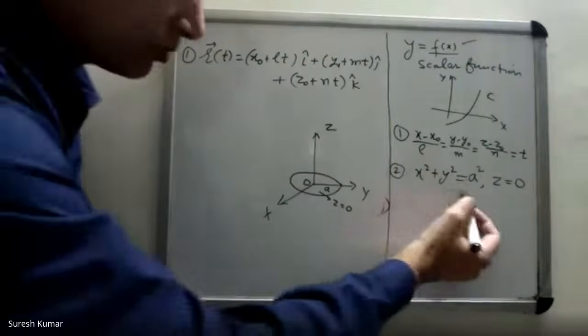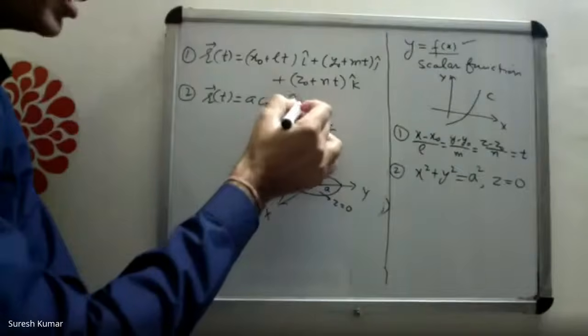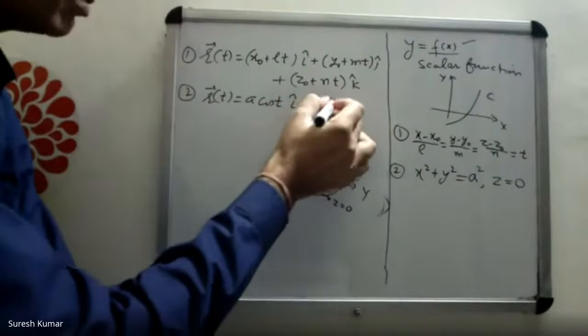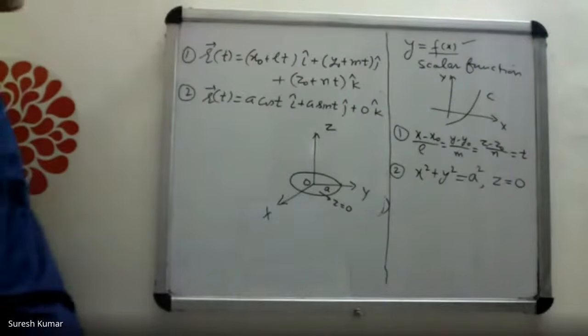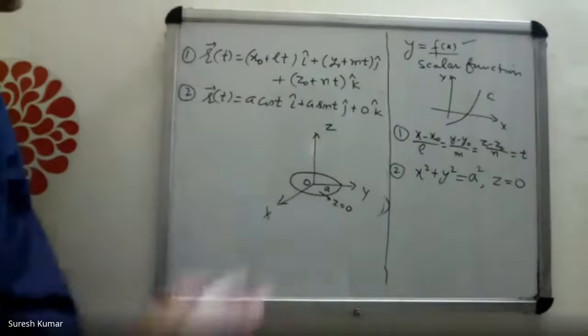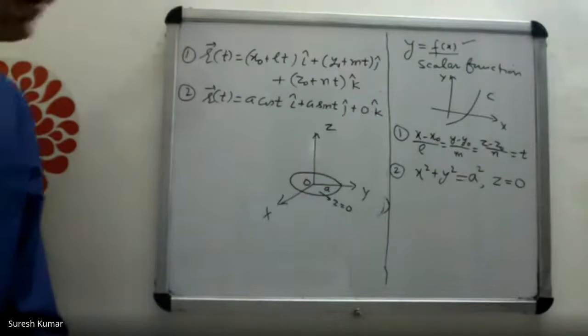What is its vector form? Means how can you write this in vector form? A cos t i cap, a sin t j cap, plus 0 k cap, because z is 0. This is the vector form. Actually, you are writing the parametric form, showing it in vector form, isn't it?